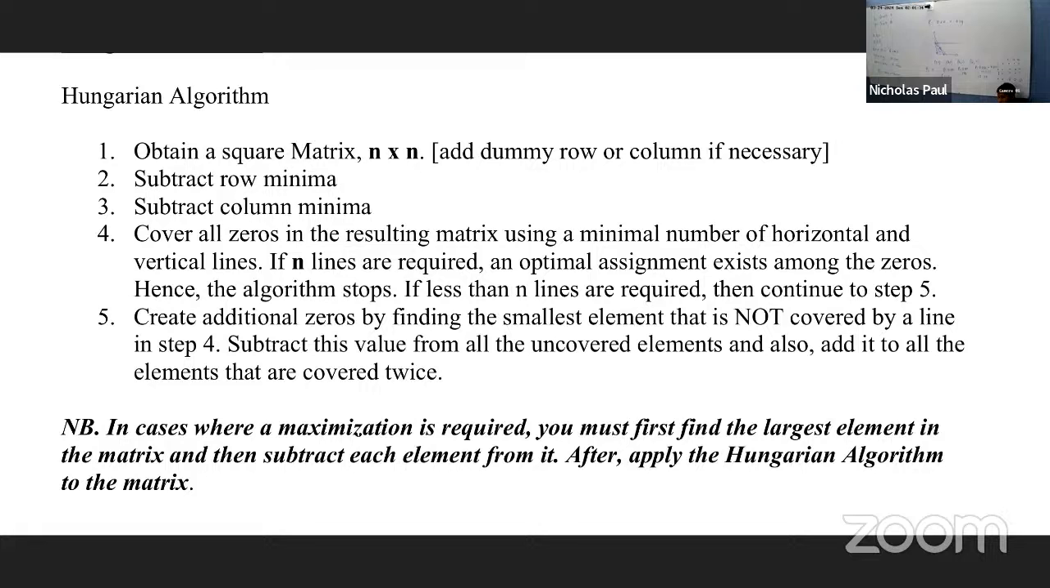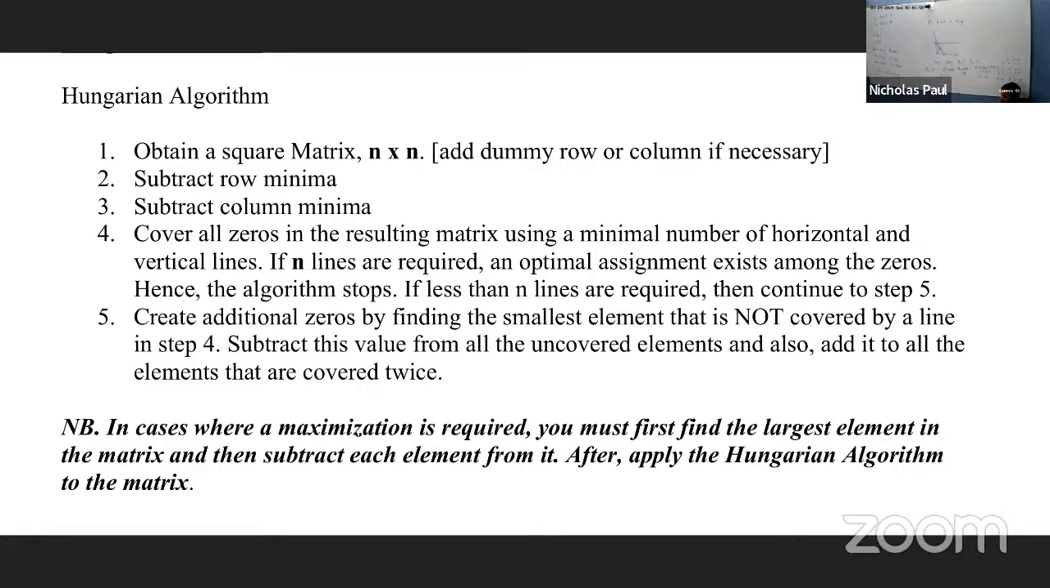This is one technique. Different books say different things, but this is one technique, right? What you do is you find the smallest element that is not covered by the lines, and then you subtract this value from all the uncovered values and then add it back to the ones that are covered twice. Means it has two lines on it. Okay?